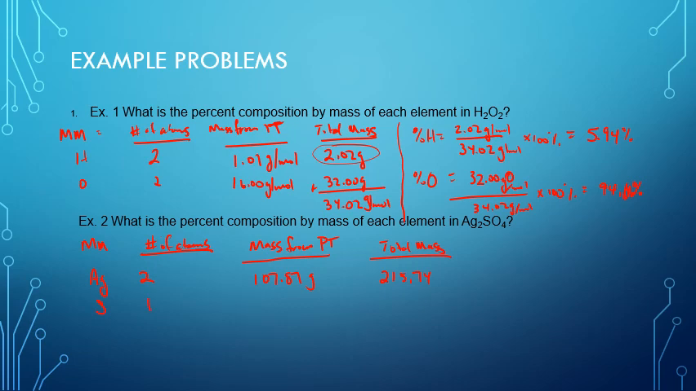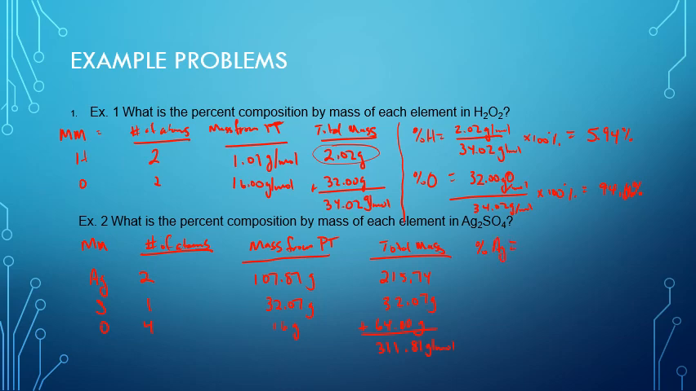For sulfur, I have 1 atom, 32.07 grams, so I'd have 32.07 grams for sulfur. And finally, oxygen, I have 4 atoms, 16 grams. So I have a total of 64.00 grams for oxygen. So if I add all those together to determine my molar mass, that gives us 311.81 grams per mole.